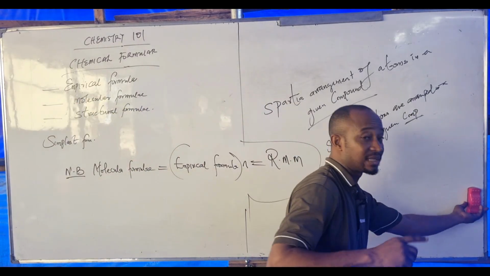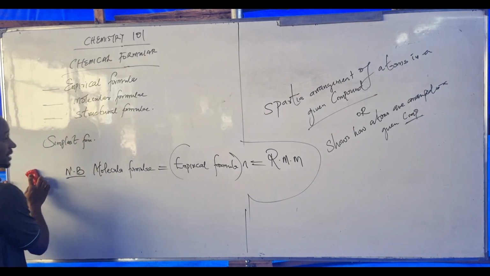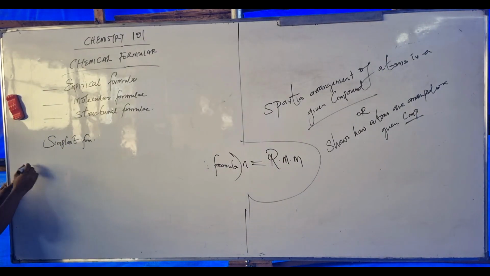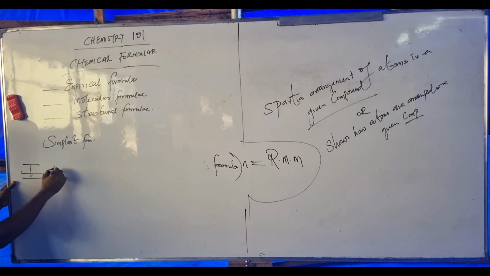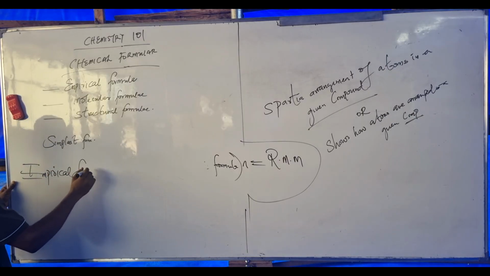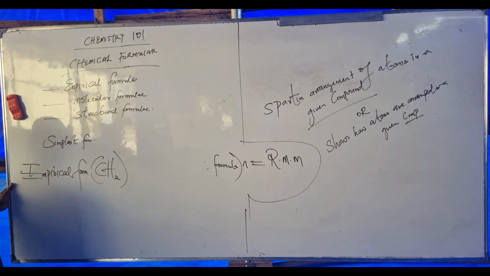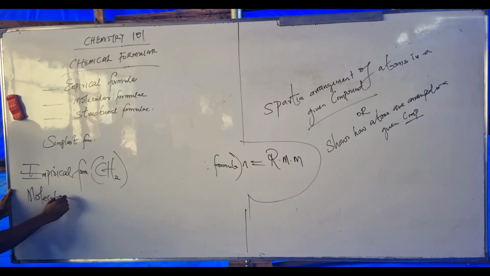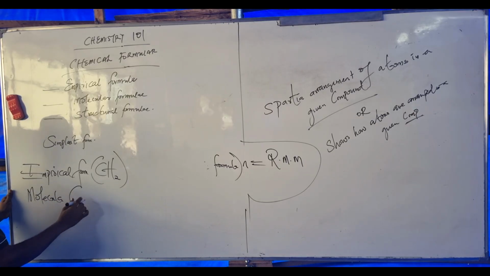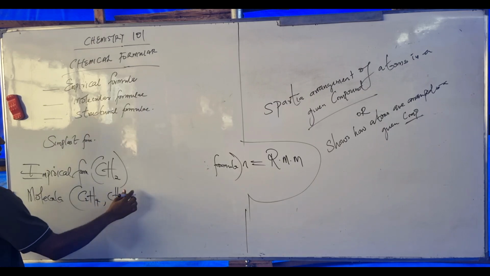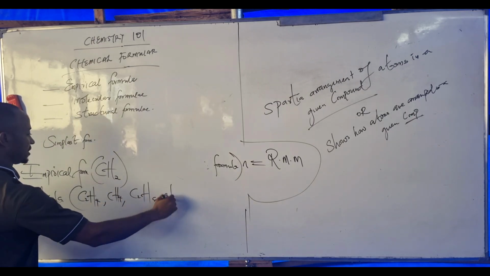Let me just give an example for each of these. Under empirical formula, I'll give one example: a compound called CH2. Then under molecular formula, I will explain why. We have C2H4, we can have CH4, we can have C2H6, etc.